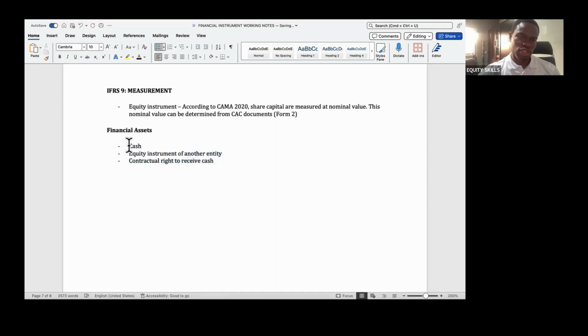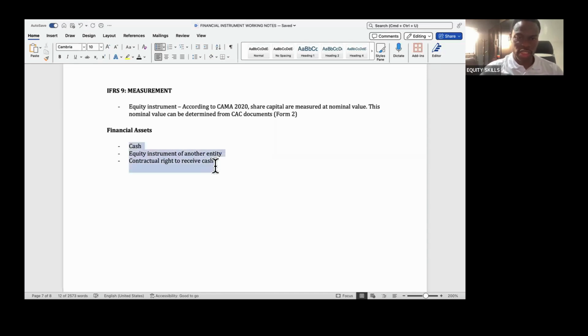The first one is cash. How do you measure cash? Your cash is your cash. There is no special way of measuring cash. You know how much you have. That's your cash, and you measure it at that. So no issue around that. Now, the major ones are these other two that we need to carefully look at.